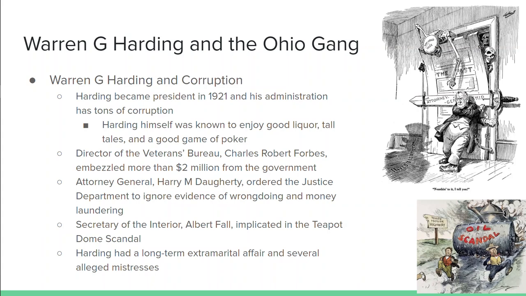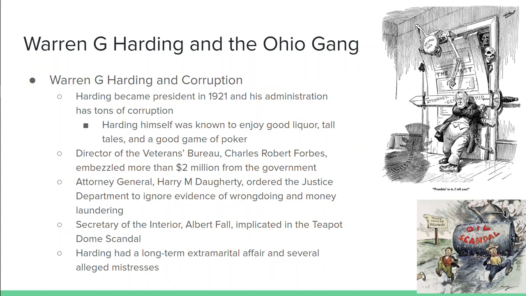Harding kind of has a questionable side to him. He's known to drink too much. He's known to tell fibs and stories. He plays a little bit too much poker. And he also has an extramarital affair. He has a long-term mistress who he actually fathers a child with. And he surrounds himself with some questionable people.